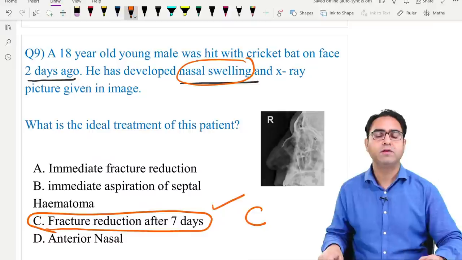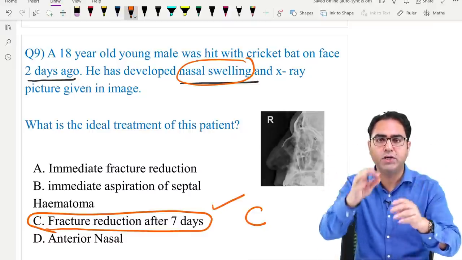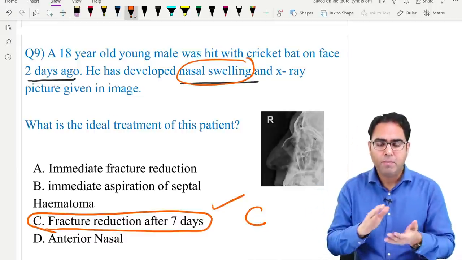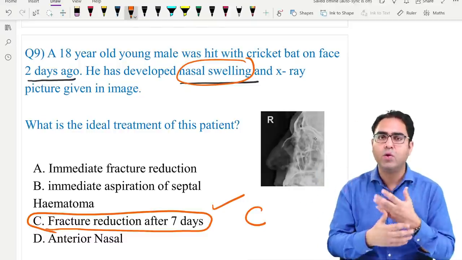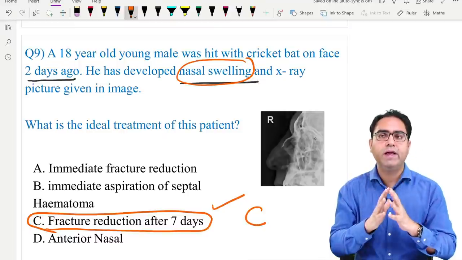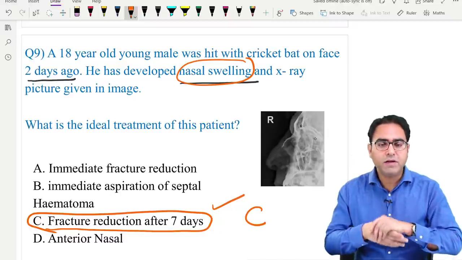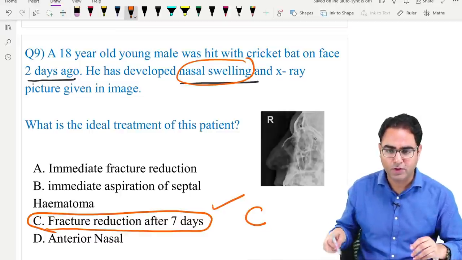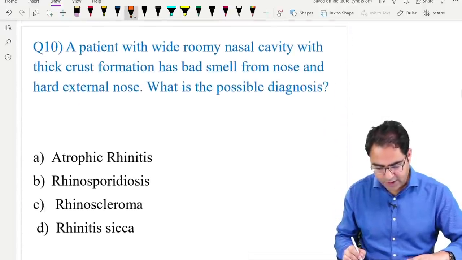May I repeat the thing with you? If it is a fresh fracture and no swelling is mentioned, mark the answer as immediate fracture reduction. But if the question comes like this one, a 2-day-old fracture with swelling of the nose, then the treatment is not immediate reduction. Wait for 7 days for the edema to subside and then do the fracture reduction. So the answer is fracture reduction after 7 days. Wonderful. Very good. Amazing. Next one.